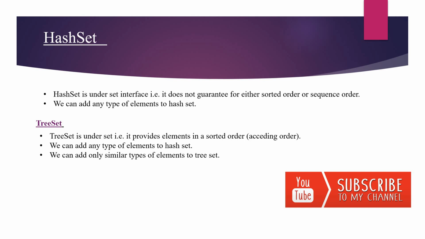HashSet is under the Set interface and it does not guarantee either sorted order or sequence order. We can add any type of element to a HashSet. It's an unordered set, as I said previously. TreeSet is under Set and provides elements in a sorted order, ascending order probably. We can add any type of element to a HashSet, but we can add only similar types of elements to a TreeSet.